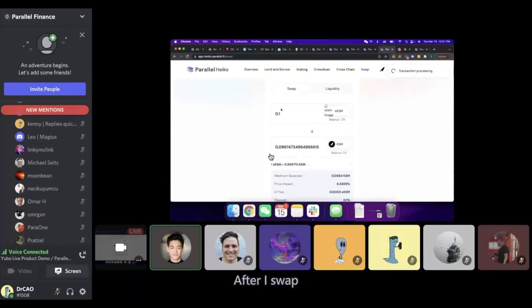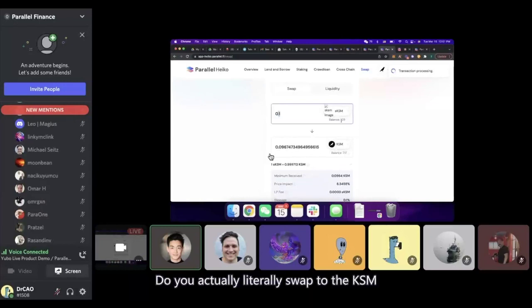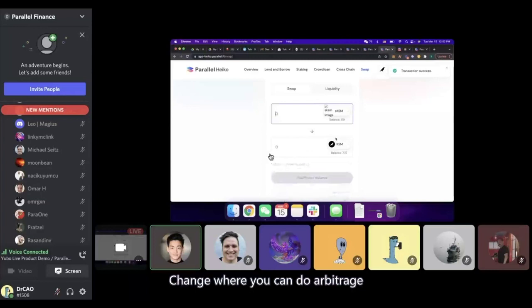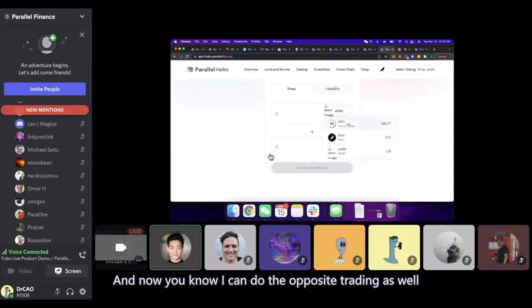And after I swap this 0.1 to some more Kusama, I think after 6-ish seconds, you will see the balance decrease. Then you actually literally swapped to the Kusama. So that solved the early unstake issue. If you don't want to wait, you can just dump on the markets. Also, if someone's dump really impacts the price, the exchange rate, you can do the arbitrage, you can actually buy back. So the transaction succeeded. I have a little bit less, and now I can do the opposite trading as well.